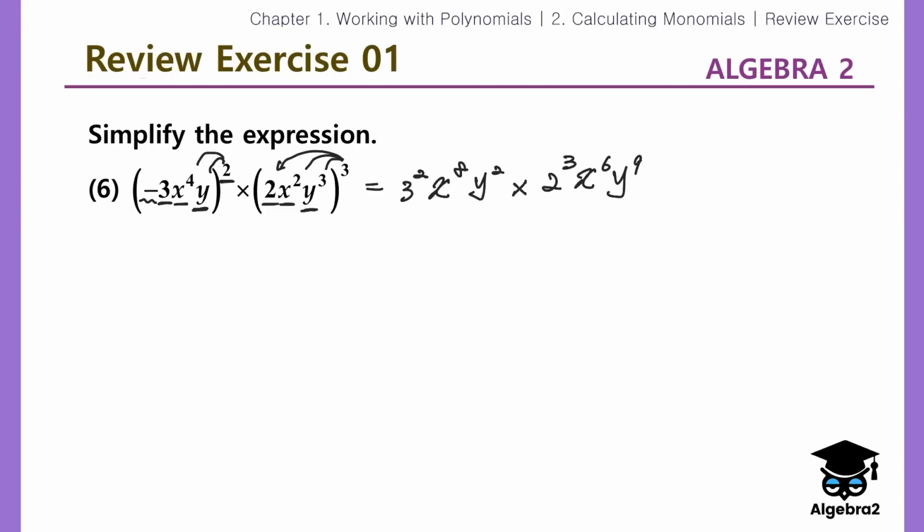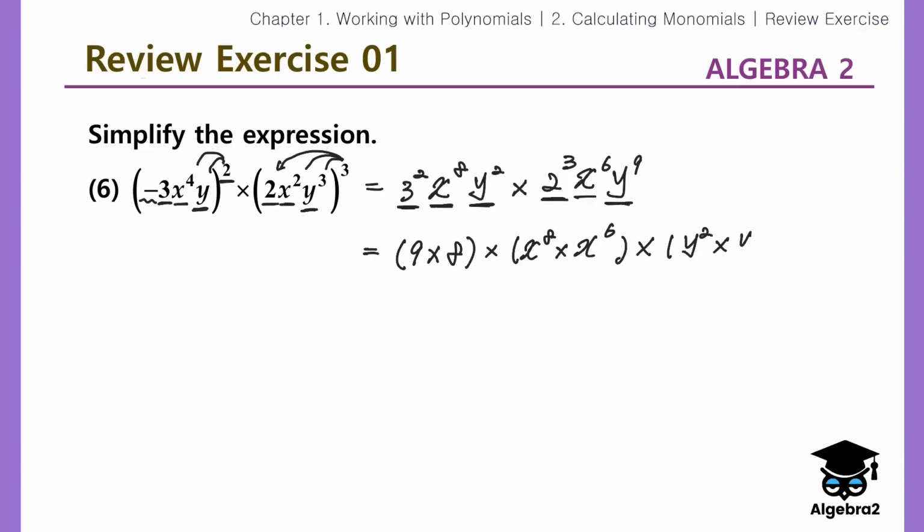So, the constant, or the coefficient number, right? So 3 squared, 9, times 2 cubed, that's 8. And we have variable x to the 8 times x to the 6 times y squared, y to the 9. So 9 times 8, that's 72. X to the 8, x to the 6, 8 plus 6, that's x to the 14. Y squared, y to the 9, 2 plus 9, that's 11. Y to the 11.